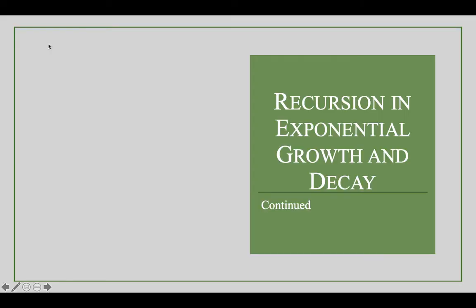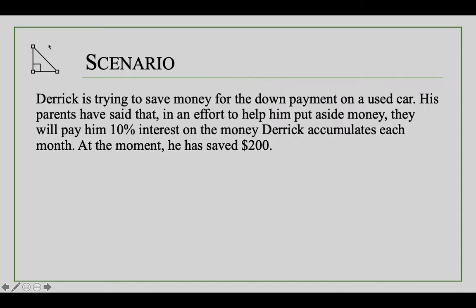All right, everyone. Today we are going to continue our talk about recursion in exponential growth and decay. So today's scenario, which we're going to be looking at multiple problems in regards to, is that Derek is trying to save money for the down payment on a used car. His parents have said that, in an effort to help him put aside money, they will pay him 10% interest on the money Derek accumulates each month. At the moment, he saved $200.